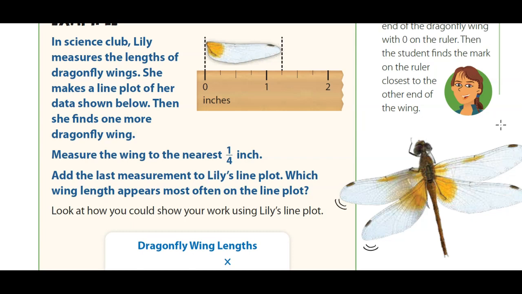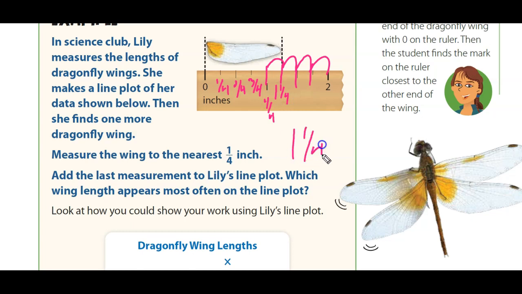Then she finds one more dragonfly wing. Okay, she measures the wing to the nearest 1/4 inch. So how long is the wing that you see at the top? Between 0 and 1, between 1 and 2, there's 1, 2, 3, 4 spaces. Okay, so it's divided into fourths. Obviously this would be 1/4, 2/4 or a half, 3/4, 4 over 4 or 1. Here's going to be 1 and 1/4, which is how long the little wing is.